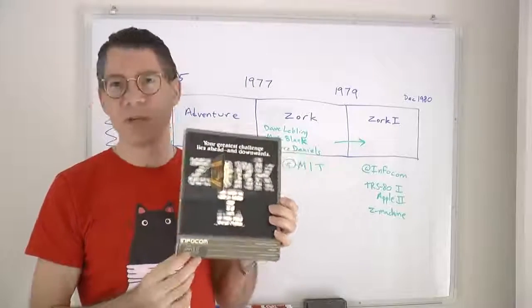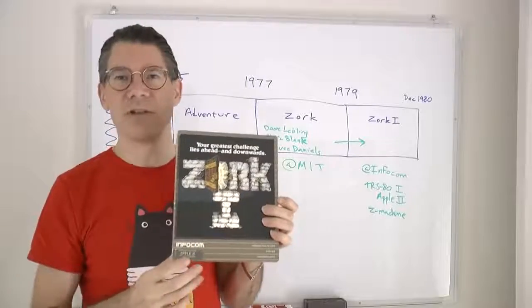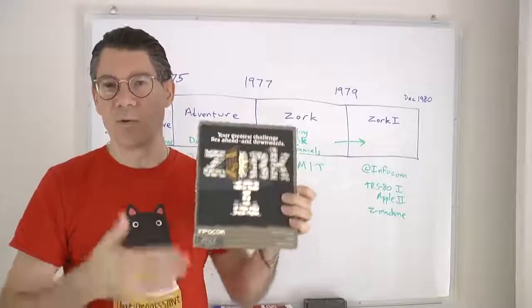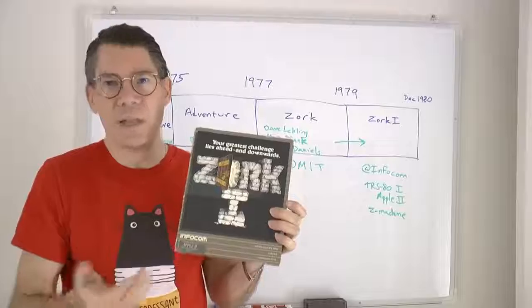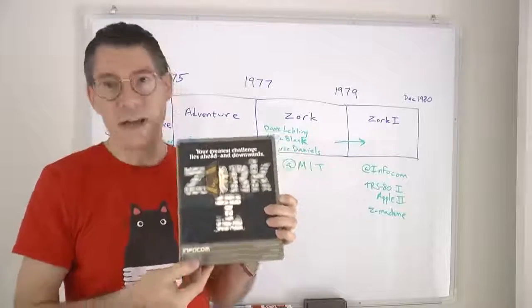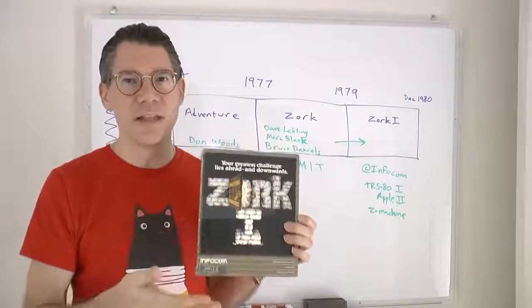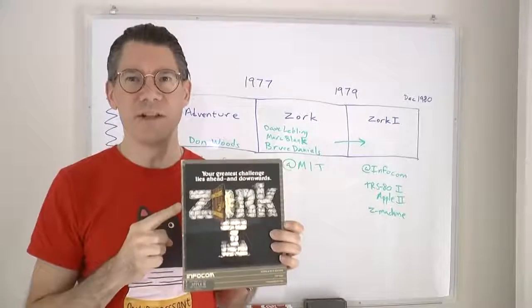And in this way, they were able to come out with the same game for, say, the TRS-80 Model 1, or whatever other machine there was, IBM PC, for example. All they had to do was change the virtual machine, but the game itself was completely unchanged.